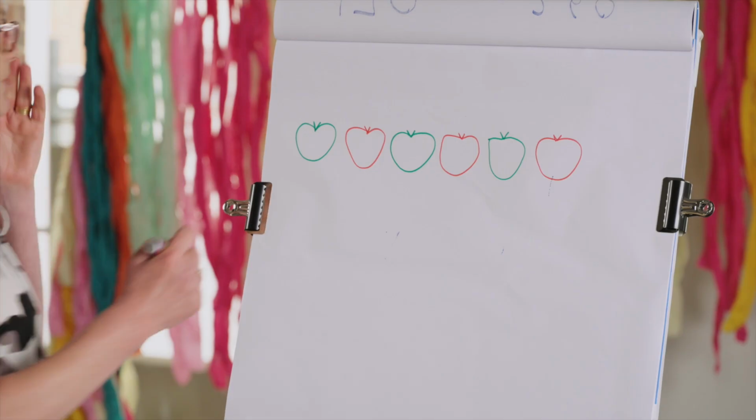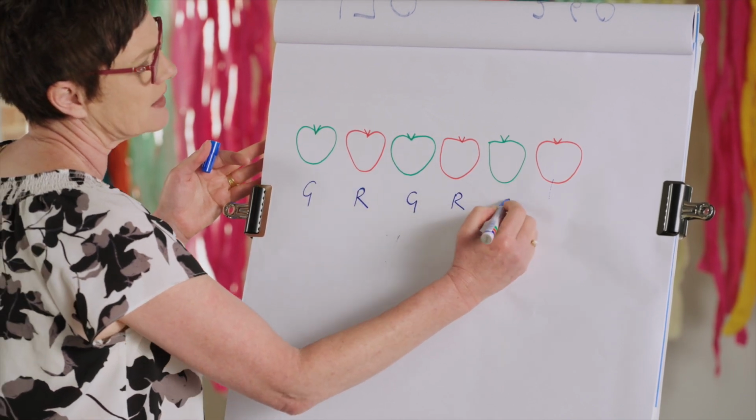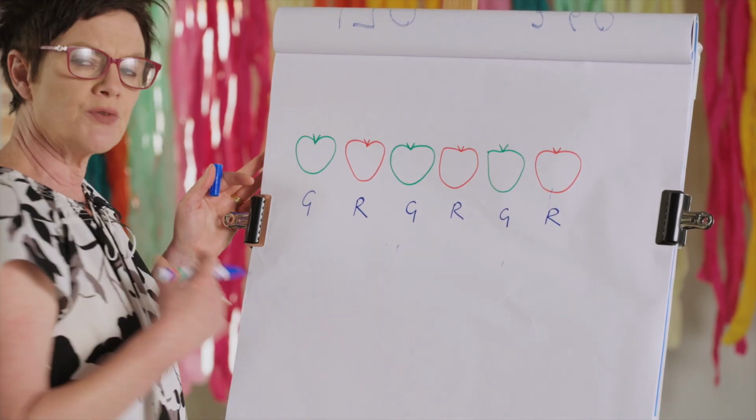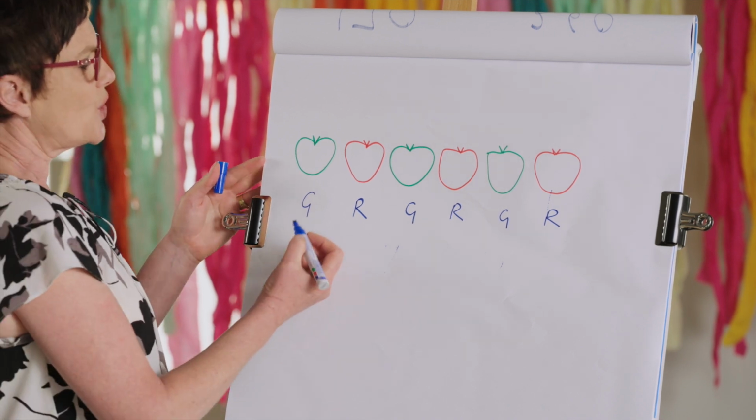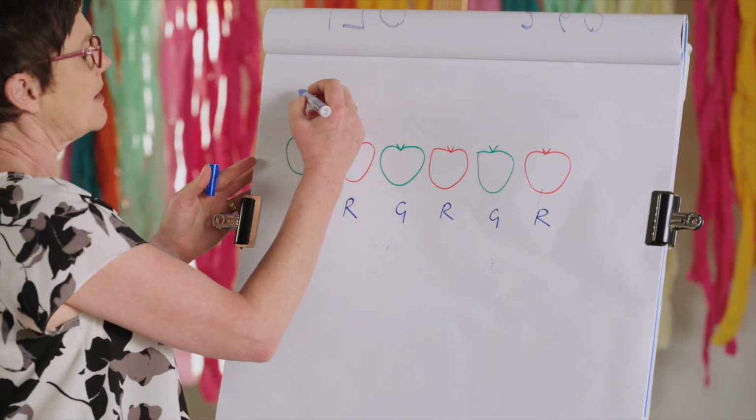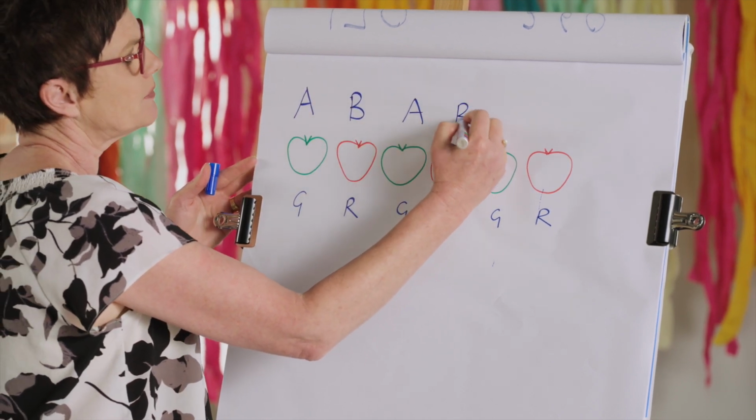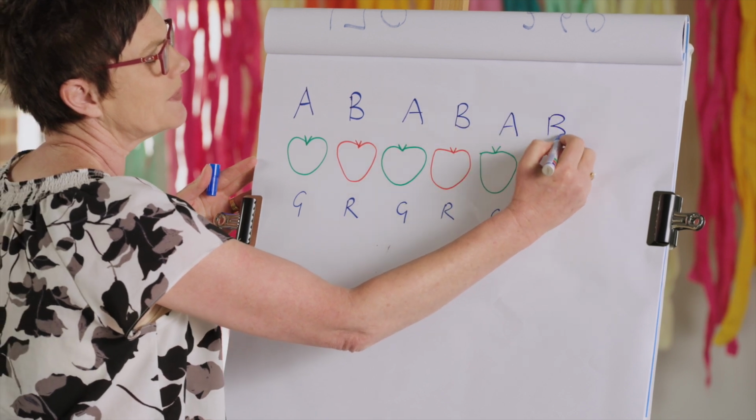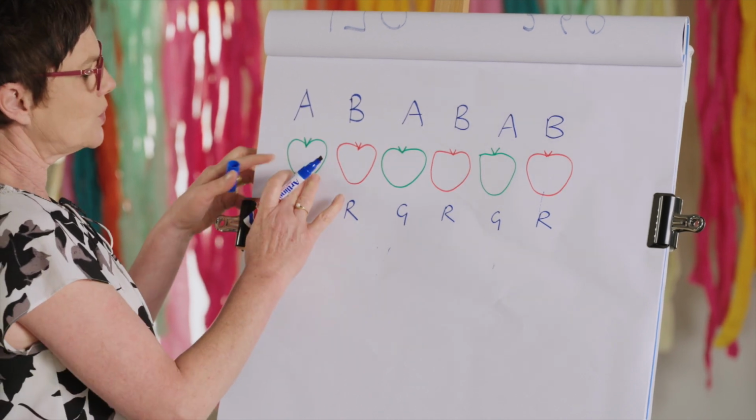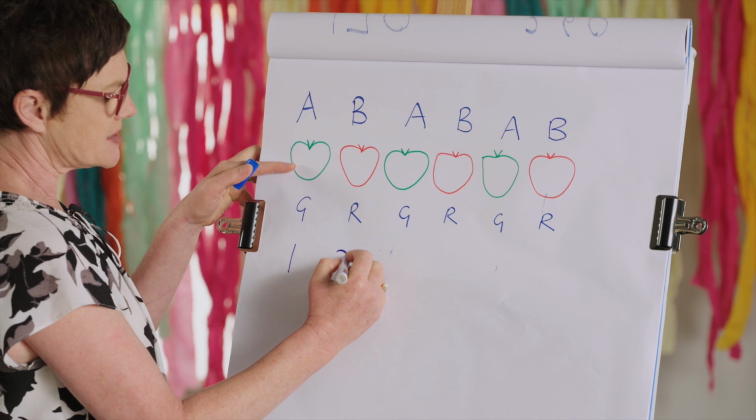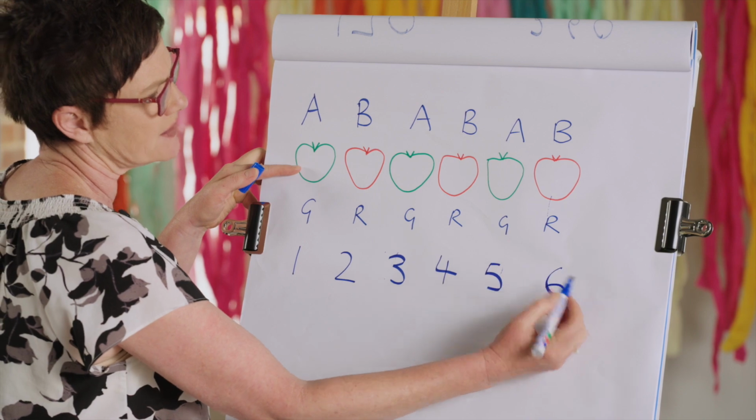Well, like I said before, we've got a green, then a red, then a green, then a red, then a green, then a red. But we've been using another system, haven't we? We've been looking at our A's, B's and C's. So I think this pattern is best described as an A, B, A, B, A, B. Let's have a look at numbers too. So I could call this the first in the pattern, the second in the pattern, the third, the fourth, the fifth and the sixth in the pattern.